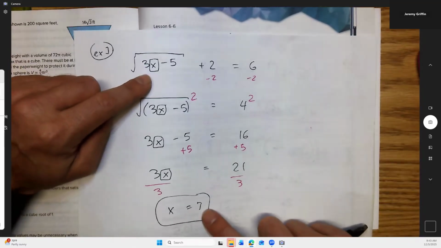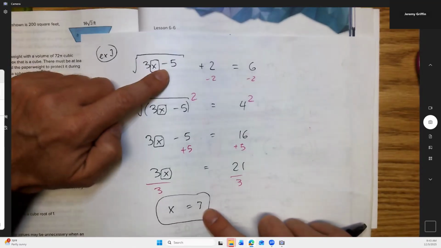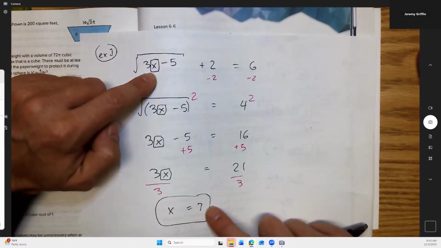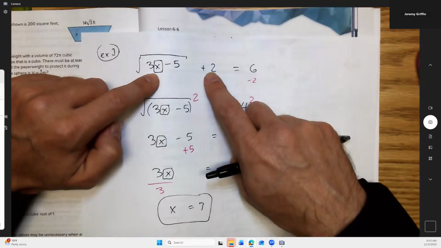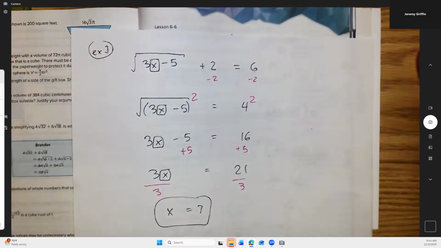So let's try this out. If you plug in 7 here, guys, what's 7 times 3? 21 minus 5 is 16. What's the square root of 16? 4. 4 plus 2 is 6. Okay, so this one worked out. That made it a true statement. So you can always check your work that way.